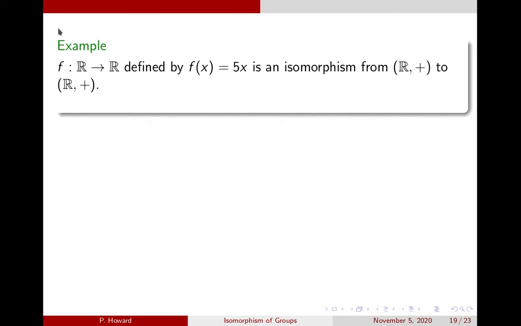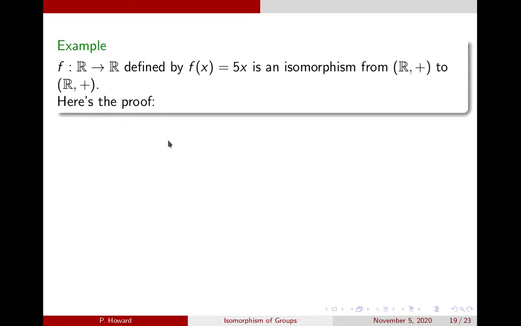Okay, moving on to another example. Here we are taking the function f from the real numbers to the real numbers, defined by f of x equals 5x. And this is an isomorphism from the real numbers using the operation plus to the real numbers using the operation plus, from the group R plus to itself. We are going to look at the proof on the next slide.